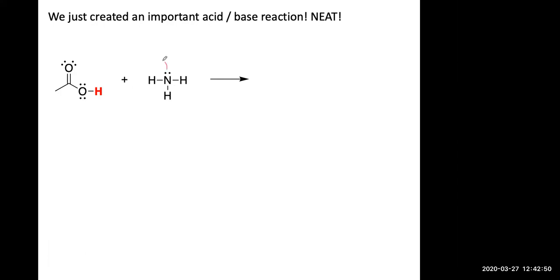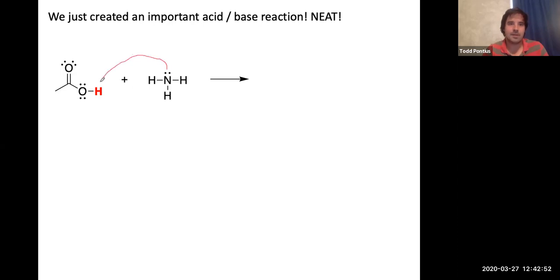This lone pair of electrons reaches out. And basically, I like to think of it as almost like one of those crane games. It reaches out and grabs onto the hydrogen and then pulls it over to the nitrogen. And the products that we end up getting for this are this molecule here, which is called acetate, which, as you just told me, has a -1 formal charge. And then we get this molecule that's called ammonium.